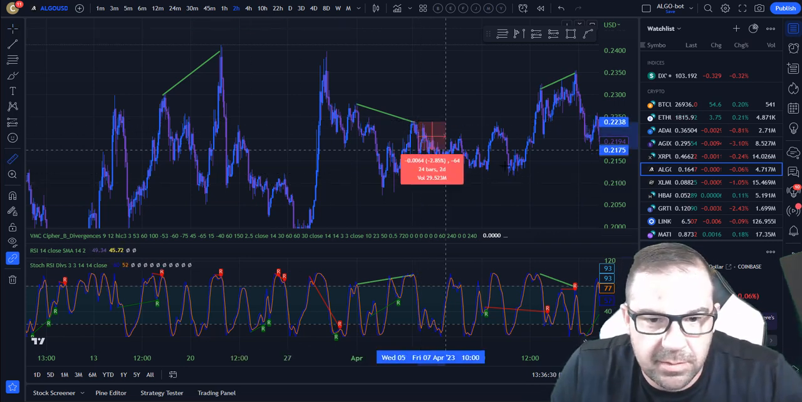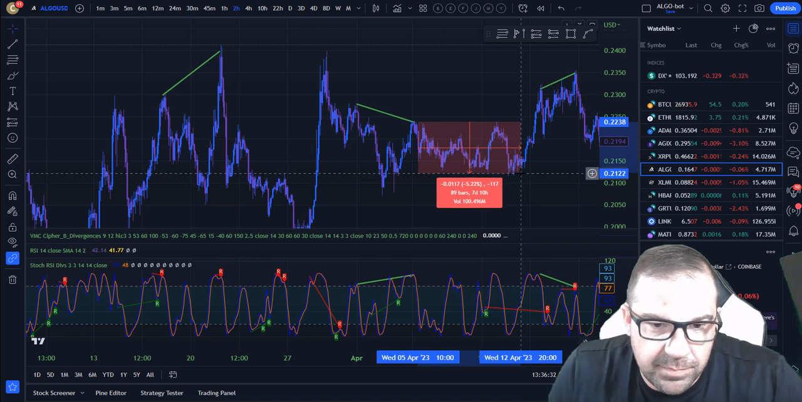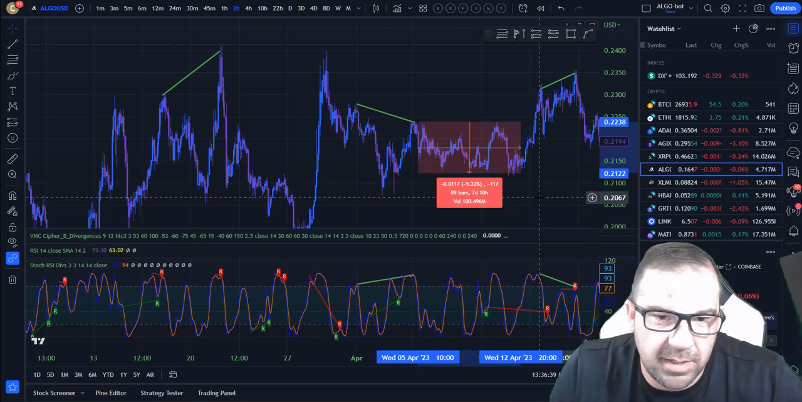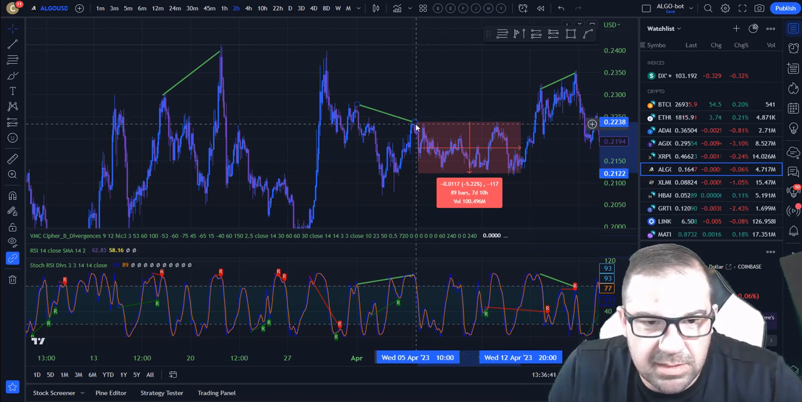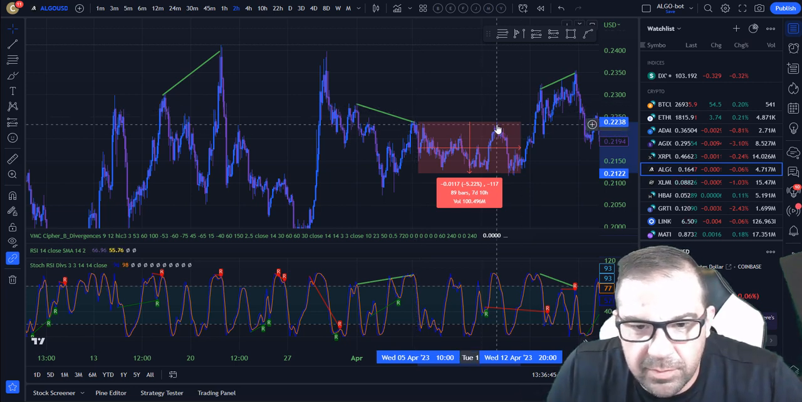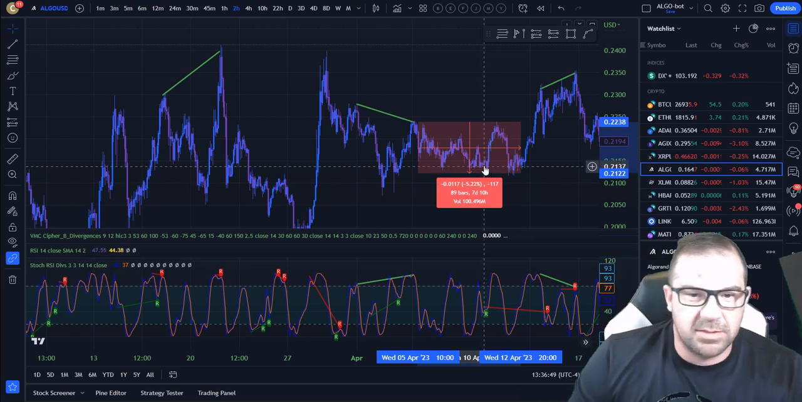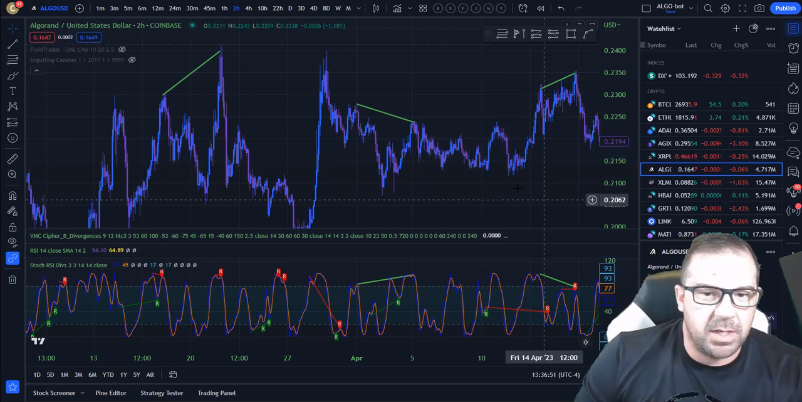Taking a short here, you could have stopped here at 4%-ish, but could have got up to 5% on that, right? With a decent stop loss, probably up here somewhere. You definitely wouldn't have tapped it again, but a lot of people would have taken off here, right? That's a good spot.